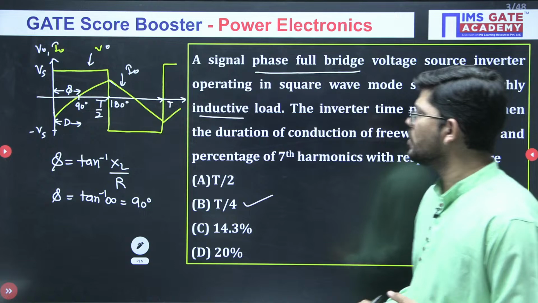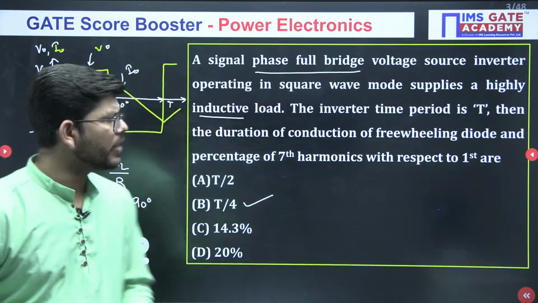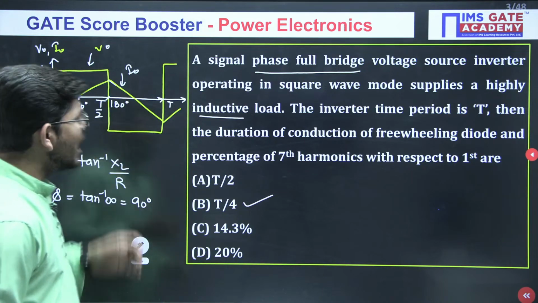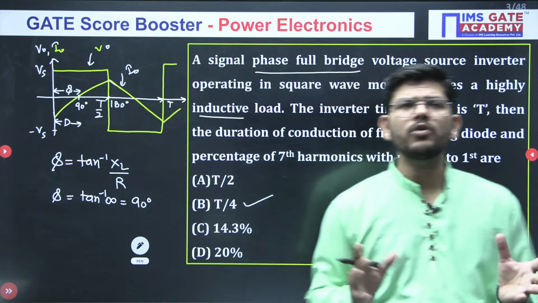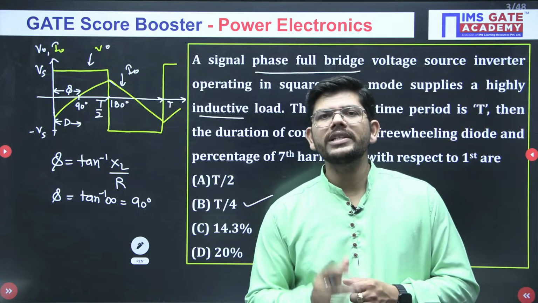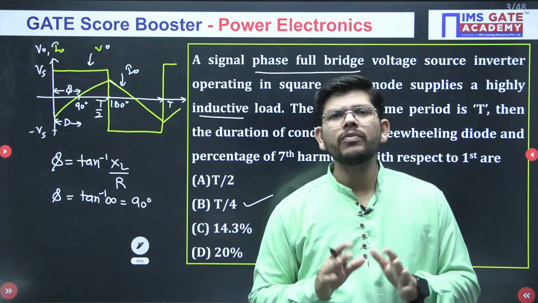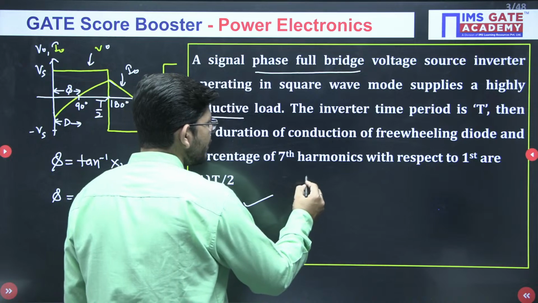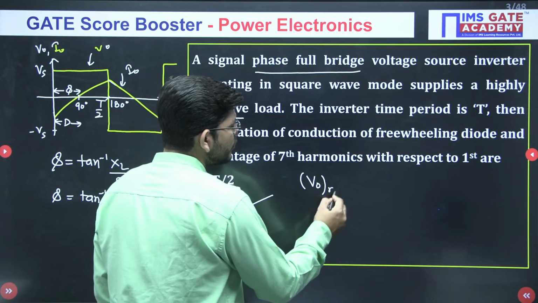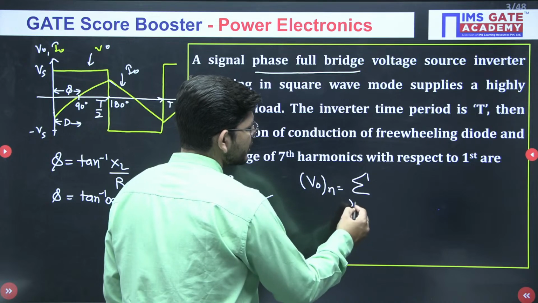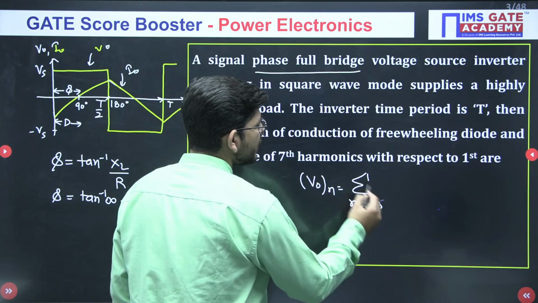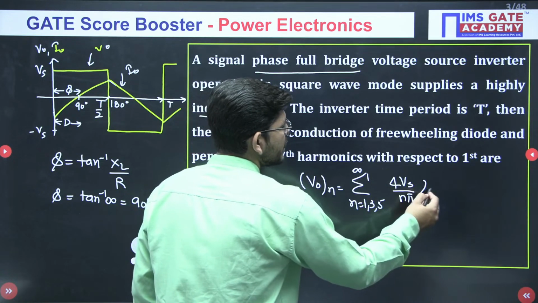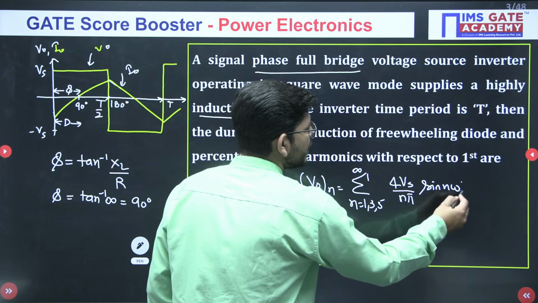Okay. Now the next thing that we have to calculate. So we got one answer. The next thing that we have to calculate is the ratio of the 7th harmonic with respect to the 1st harmonic. Have a look at the output voltage. What type of output voltage are we having? The output voltage is a pure square wave, isn't it? So for a square wave, what is the Fourier series expression? Can you tell me? For a square wave, if you write the Fourier series expression, you will get this expression: sum over n equals 1, 3, 5 to infinity of 4Vs over n pi times sine of n omega t, isn't it?